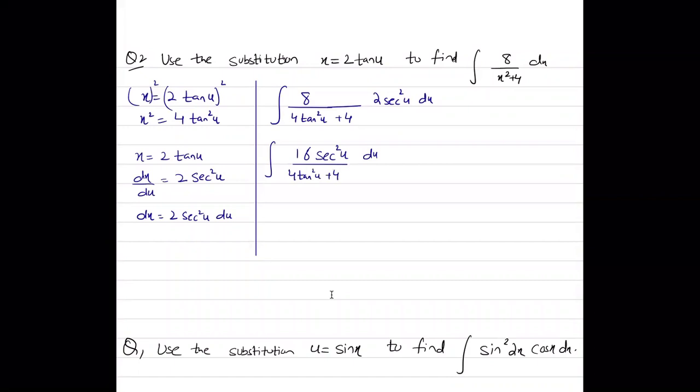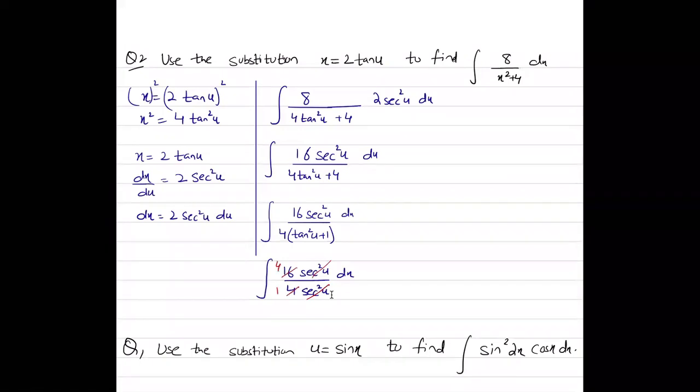Now, what is the next step that comes to your mind? Can you come up with an identity that is going to help you solve this denominator? If I take 4 common, what do I get? Tan squared u plus 1. And what is tan squared u plus 1 equal to? Secant squared. Exactly, secant squared u. That's the identity.